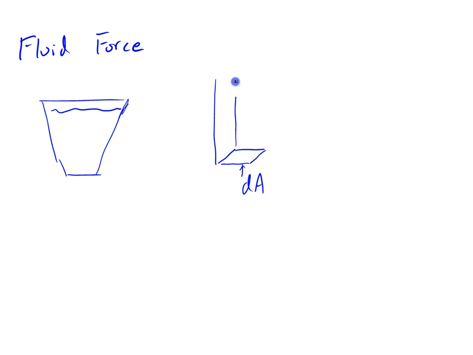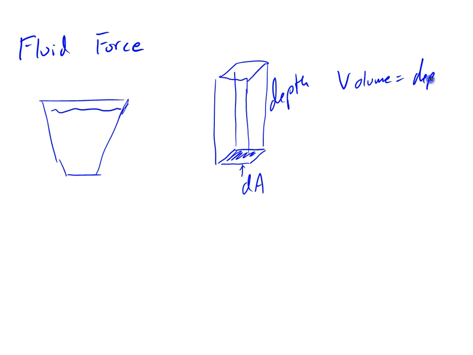And on top of that area, there's a column of water. I'm just trying to figure out how much weight is pushing down on this bottom surface. So if this is the depth of the water here, then the volume of that water is going to be the depth times this small amount of area, dA.